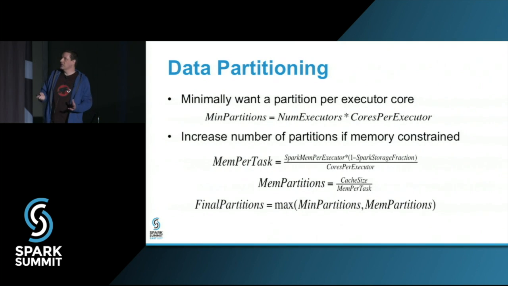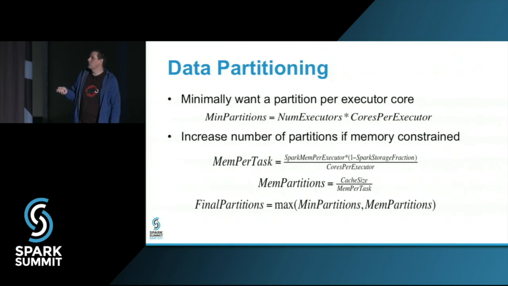From a data partitioning standpoint, we want to make sure that we have enough data partitions to keep all of the executors that we're throwing at the problem busy. So the simplest lower bound on this is the number of executors multiplied by the cores per executor, which gives us the minimum number of partitions.